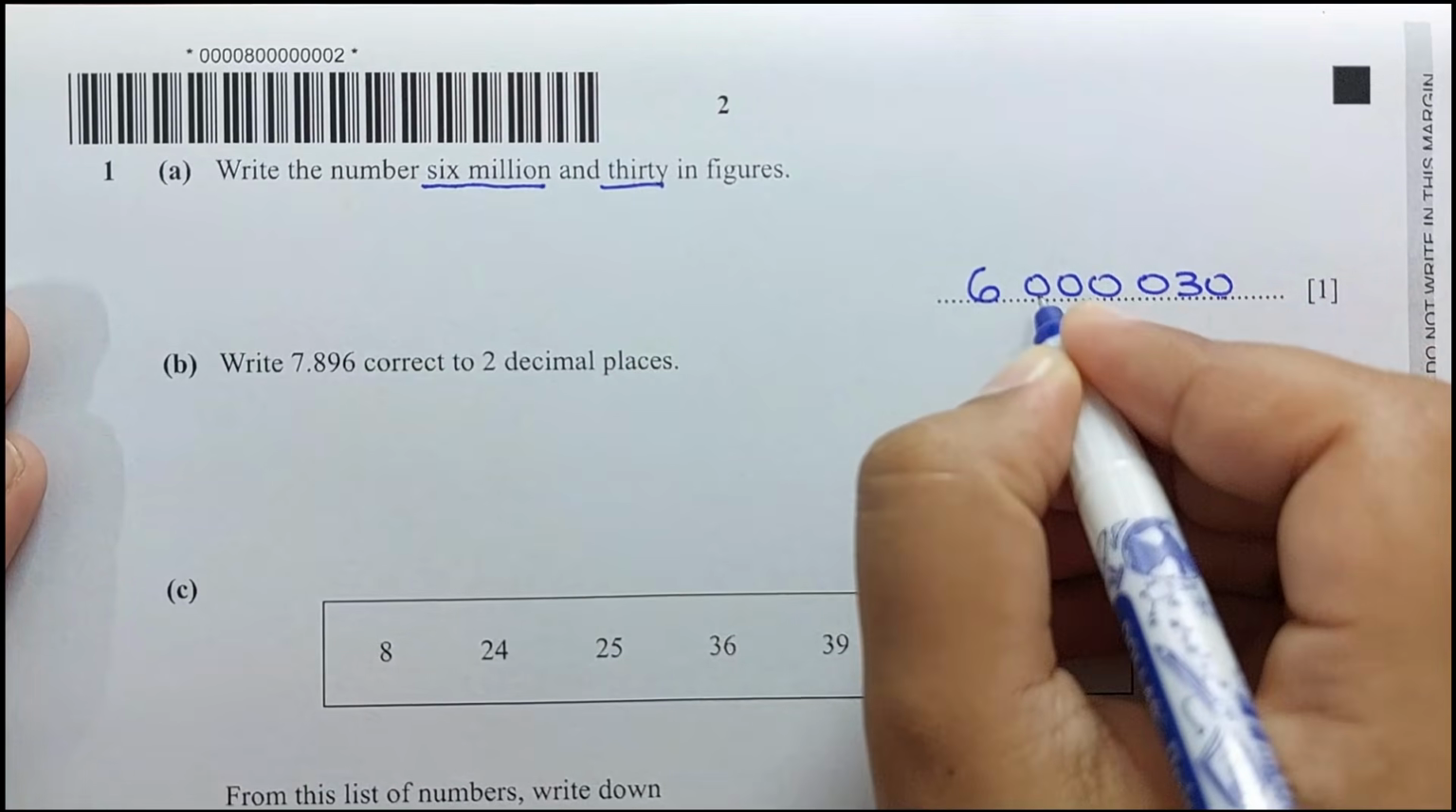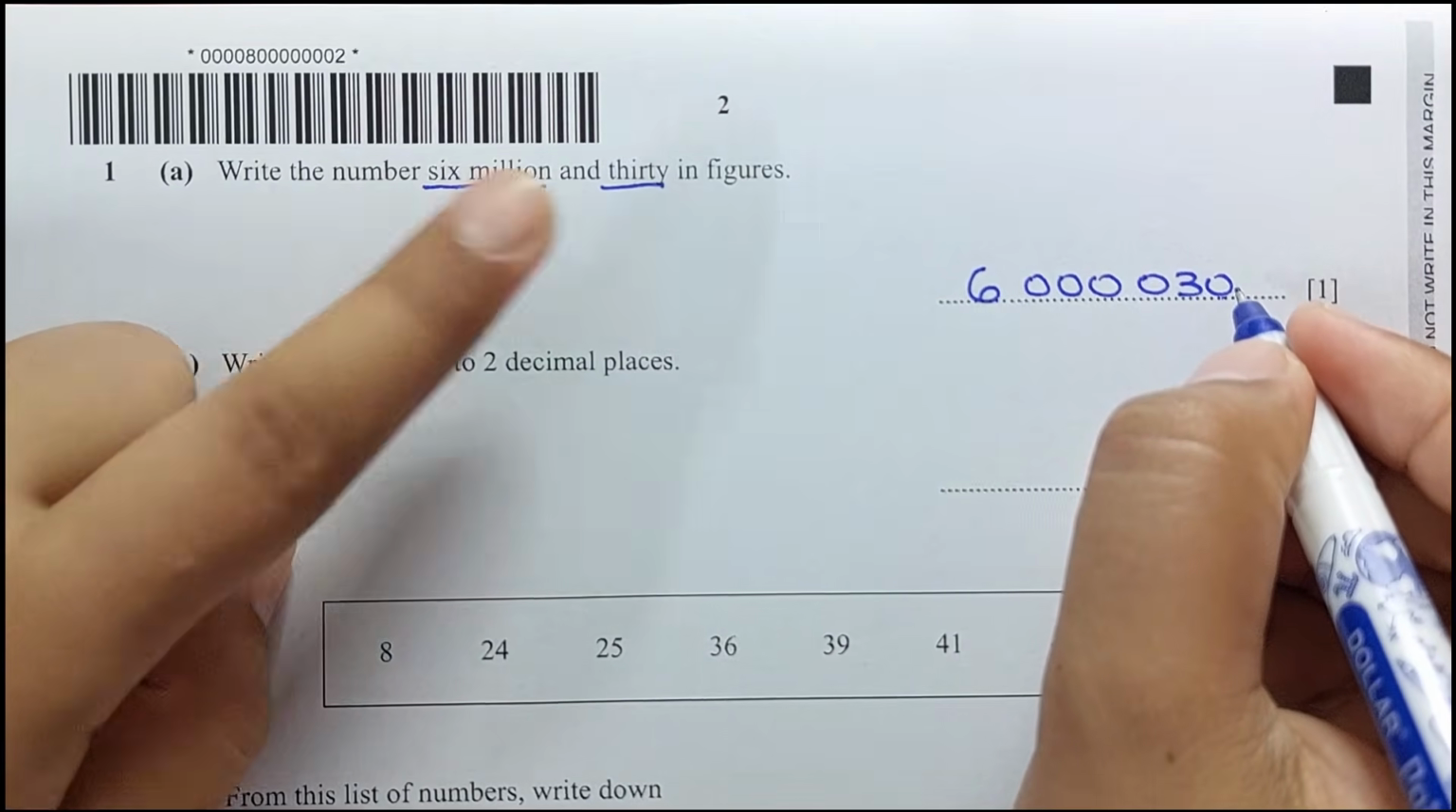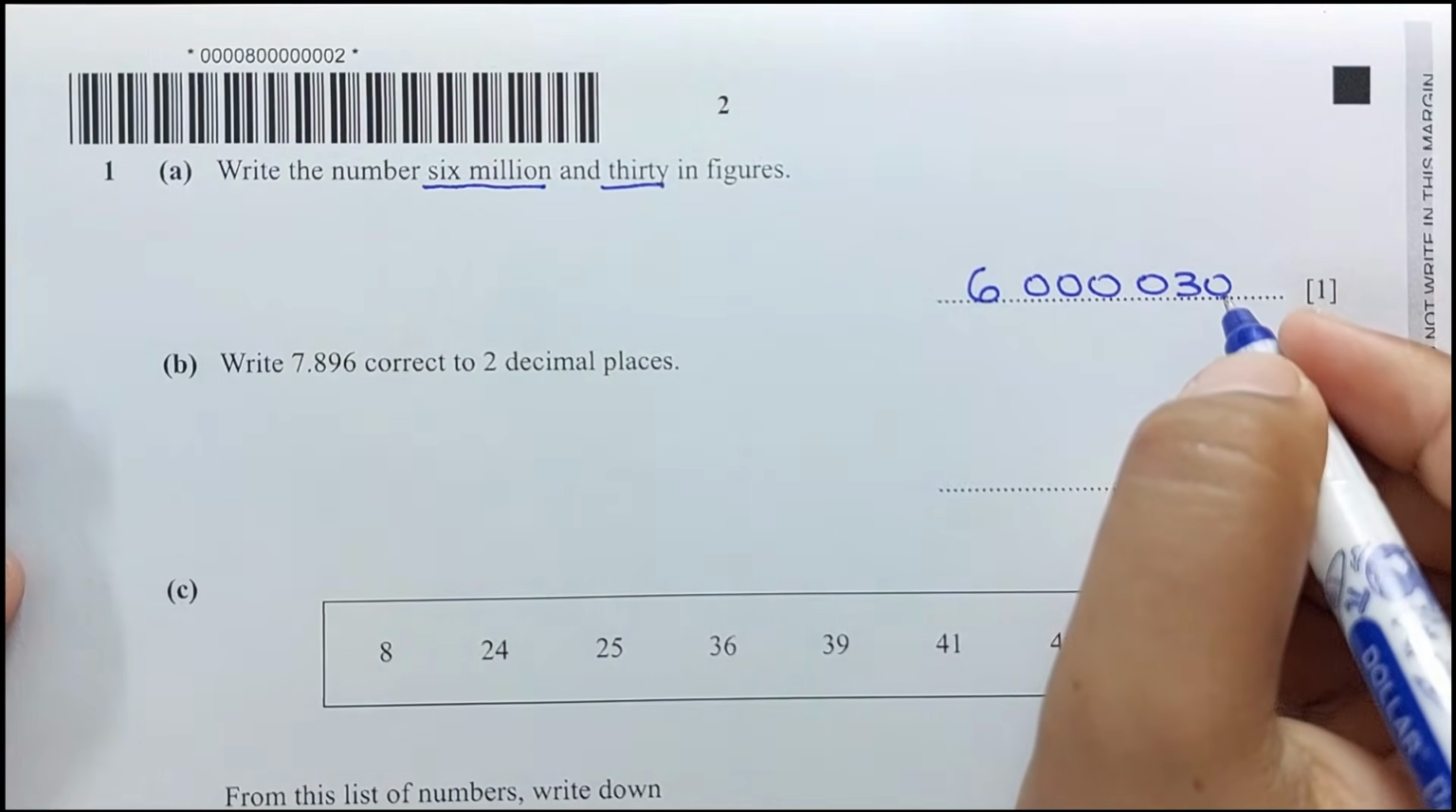1, 2, 3, 4, 5, 6, 6 zeros. 6 million, million has 6 zeros, and 30 at the end we have to just write down 30.